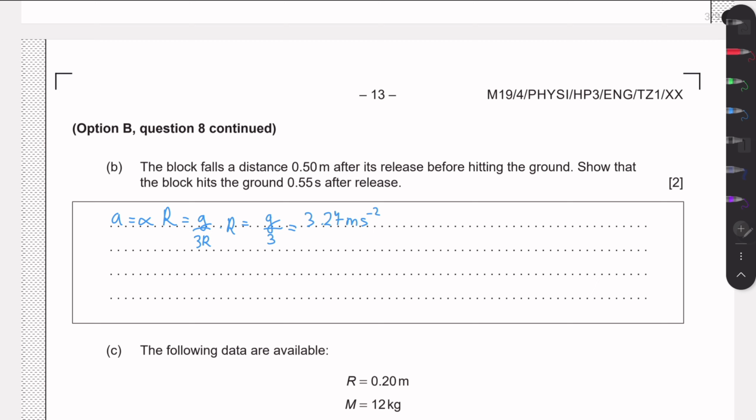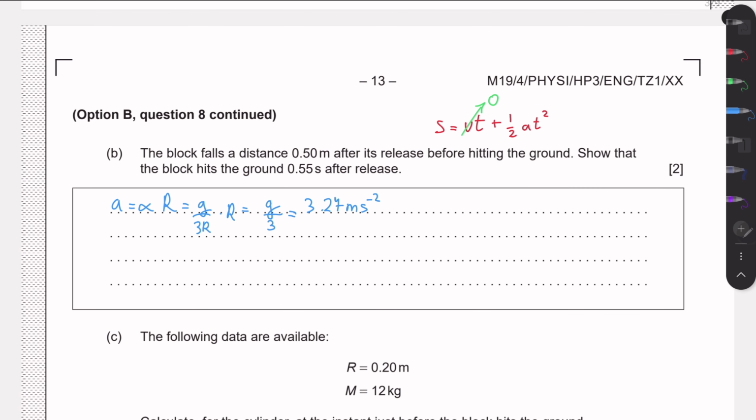And then we need to use this equation that the distance traveled is equal to the initial speed times time plus 1/2 at squared. We know that the initial speed was 0 as it started from rest. And so if we rearrange for t, we'll find that it's equal to the square root of 2s over a. And then if we plug everything in, 2 times 0.5 over 3.27 will give us 0.55 seconds, like this.